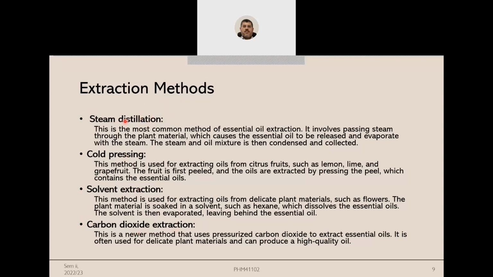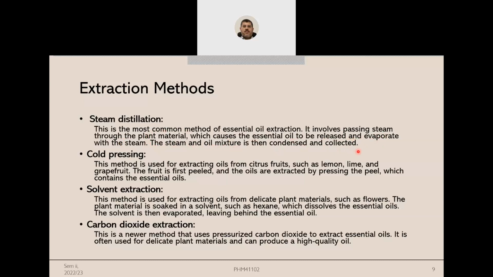Steam distillation is where steam is passed through the plant parts that we want to extract from. This is actually the most common method. It involves passing steam through the plant material. The steam causes the essential oil to be released from the plant and evaporated with the steam, and then the steam and oil mixture is condensed and collected. So you have an aqueous mixture containing the plant extract.